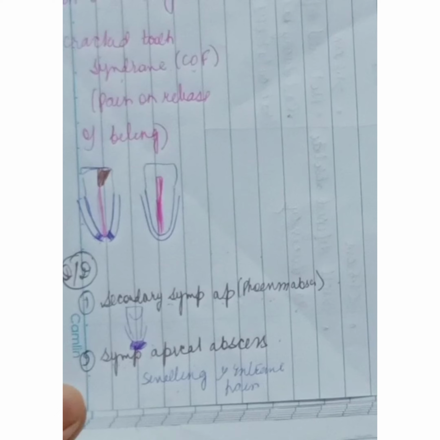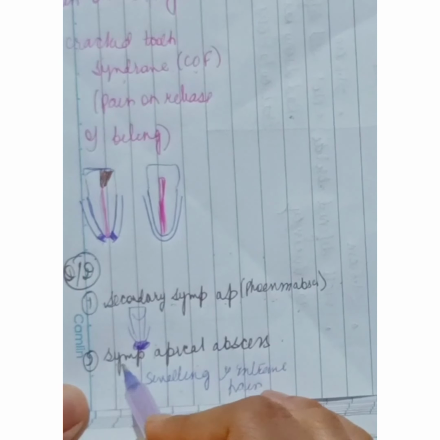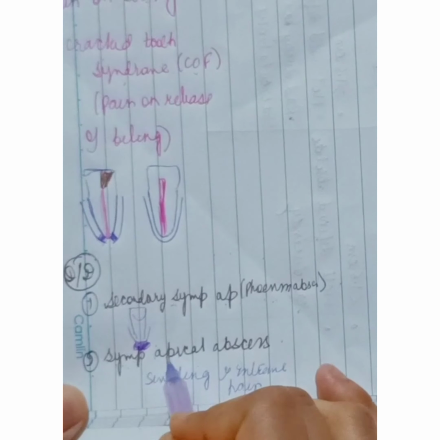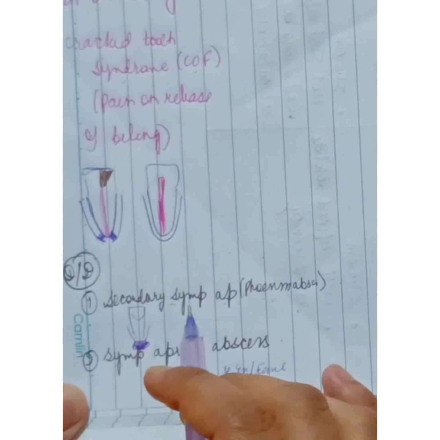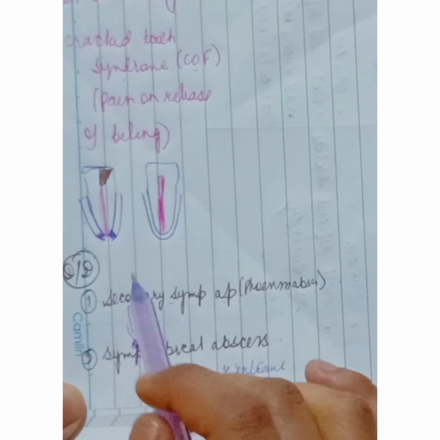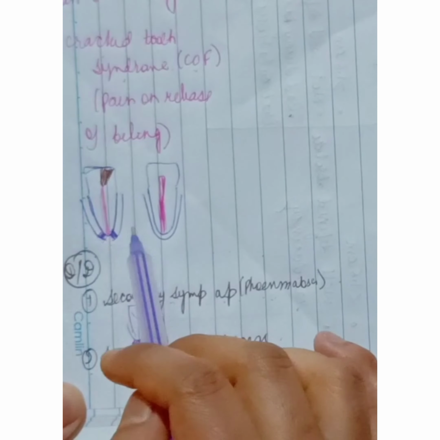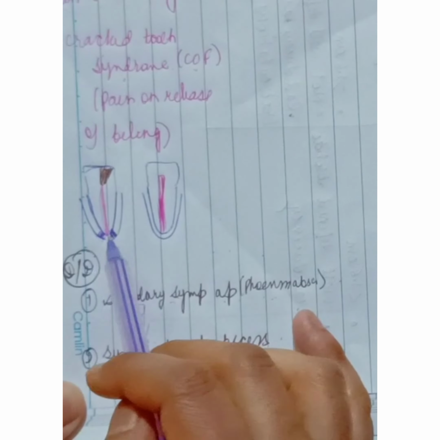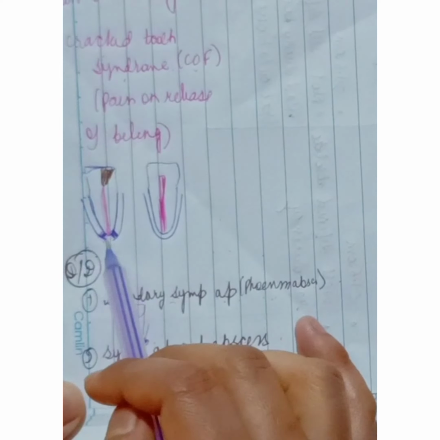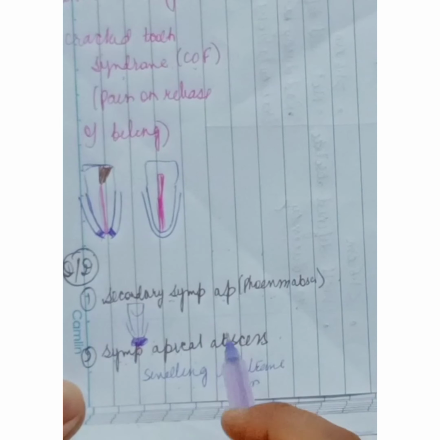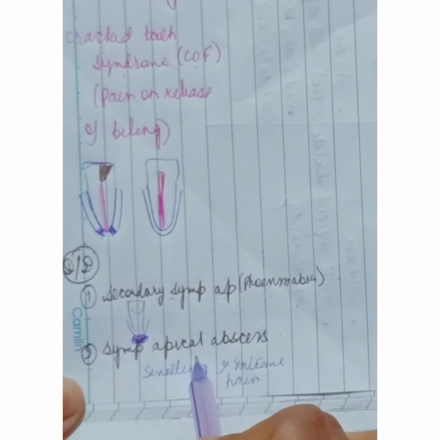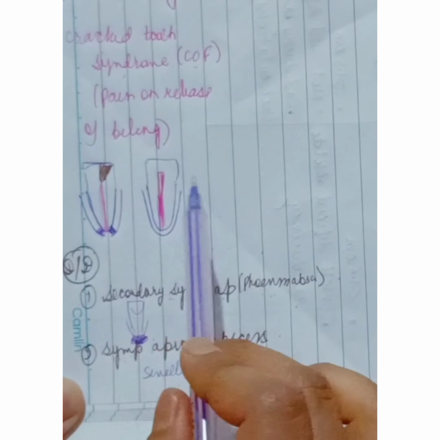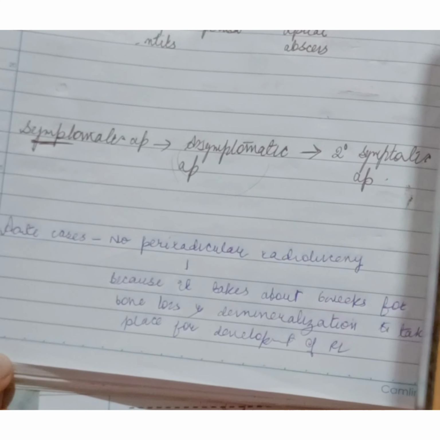But in the secondary symptomatic apical periodontitis, that is the phoenix abscess, there will also be a periradicular radiolucency. The second differential diagnosis is the symptomatic apical abscess or acute apical abscess. In this, the radiographic features are similar to that of primary symptomatic apical periodontitis, that is widened pedial space, breakage of lamina dura, and no periradicular radiolucency. But the clinical symptoms, that is extreme pain and swelling, help us to differentiate between the symptomatic apical abscess and the primary symptomatic apical periodontitis.